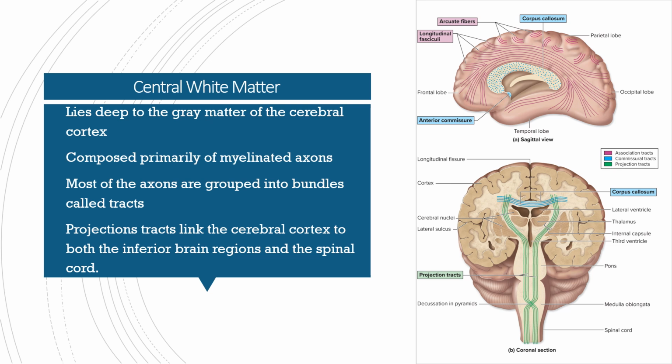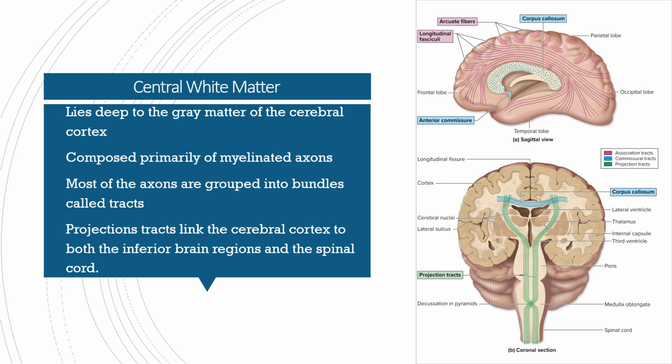Association tracts connect different regions of the cerebral cortex within the same hemisphere. They facilitate communication and integration of information between adjacent or distant areas of the cortex. They play a crucial role in higher order cognitive functions such as memory, language, and executive control.